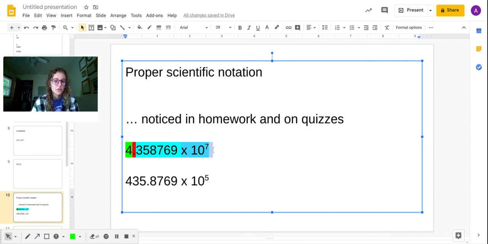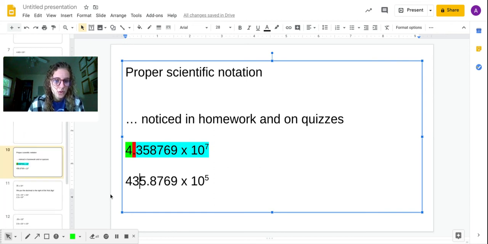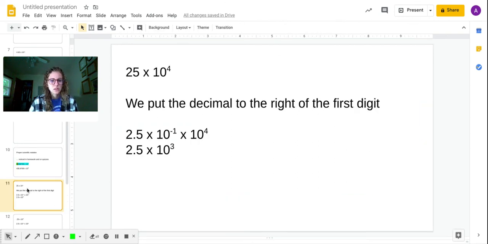Okay? You can't have all of these digits floating on the left side of the decimal point. You only want one digit before the decimal point. You don't want to have 3 digits to the left of your decimal point. You only need 1. You can only do 1. Okay? So let's look at this one.